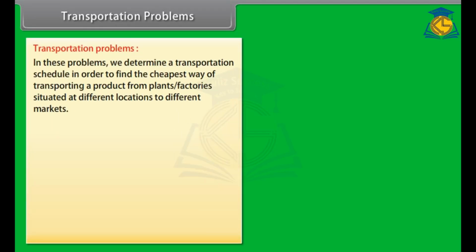Transportation problems. In these problems, we determine a transportation schedule in order to find the cheapest way of transporting a product from plants or factories situated at different locations to different markets.